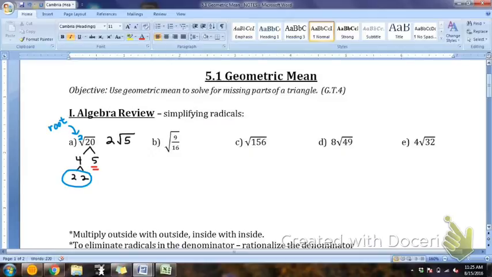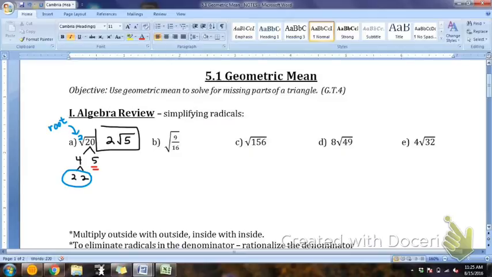Now, if you have one of the little scientific calculators, it's going to do this for you, but I don't want you to use that. I want you to actually use your brain, okay? So 2 radical 5 would be simplified. Okay, what about this one?